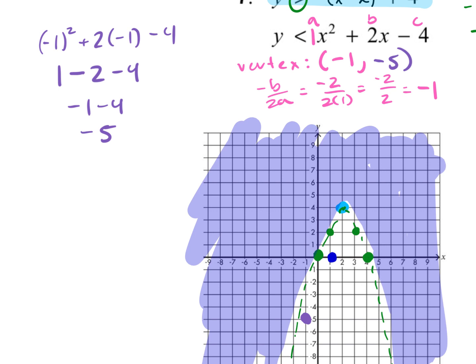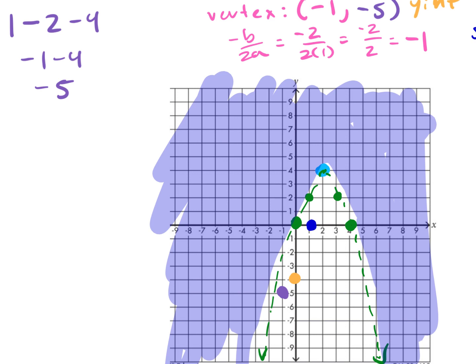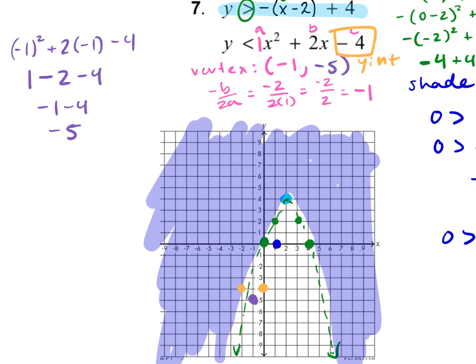How do I find another point on my graph here? I can plug in a number close to my axis of symmetry, or how else? I can use c as the y-intercept. So I cross the y-axis at negative 4. Do I know where my third point's going to be? Where? The mirror of it. Same thing on the other side of my axis of symmetry. Is this a solid graph or a dotted graph? Dotted. We're going to have a dotted parabola, because it is just a less than sign. So, a dotted parabola.